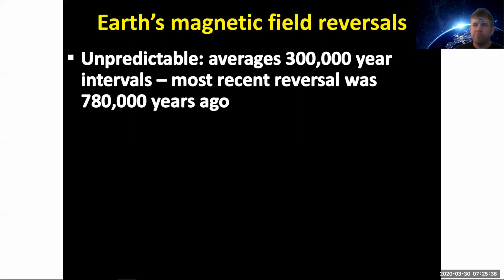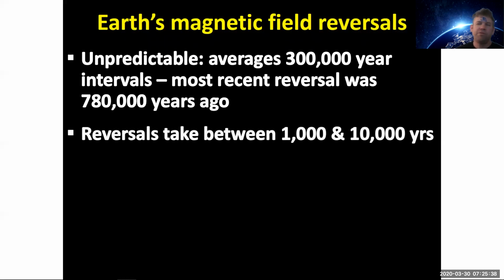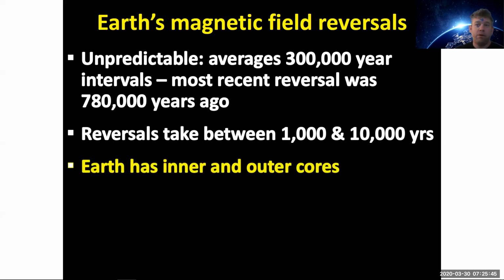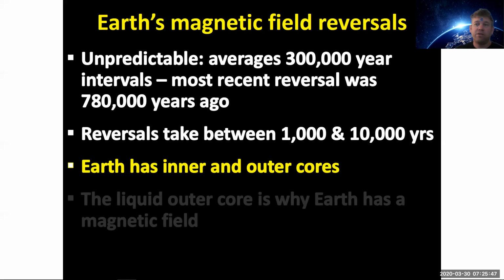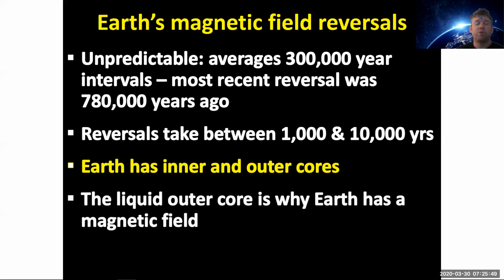But again, when we see this, reversals take between 1,000 and 10,000 years. What that means is that our poles are going to flip. Again, because Earth has inner and outer cores, the liquid outer core is why we have a magnetic field. Again, we see that movement of charges. We see the movement of those charged particles, and what they do is they create that charge for us.